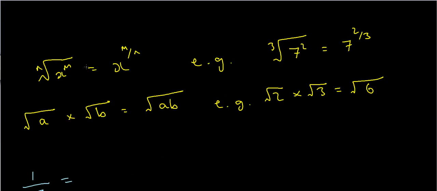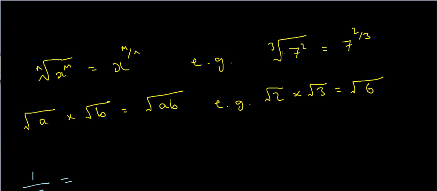So in this video I want to talk about how to rationalize the denominator of a fraction. But before I do that, I want to make sure that you know these rules when it comes to surds or radicals. The first rule says that if I take the nth root of x to the m, that's the same as x to the m over n power.